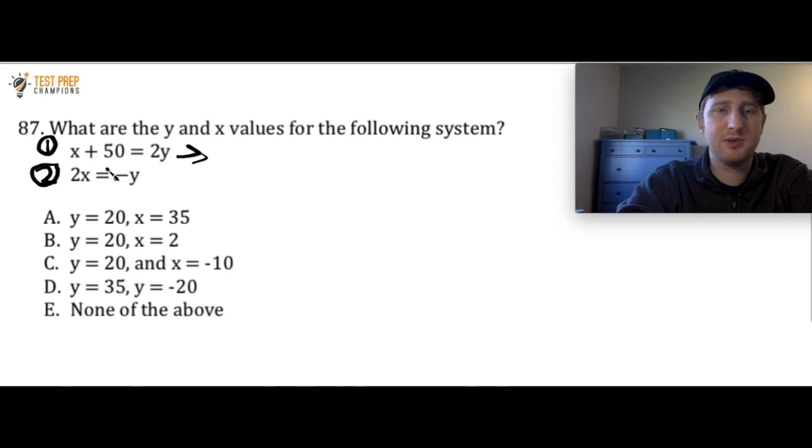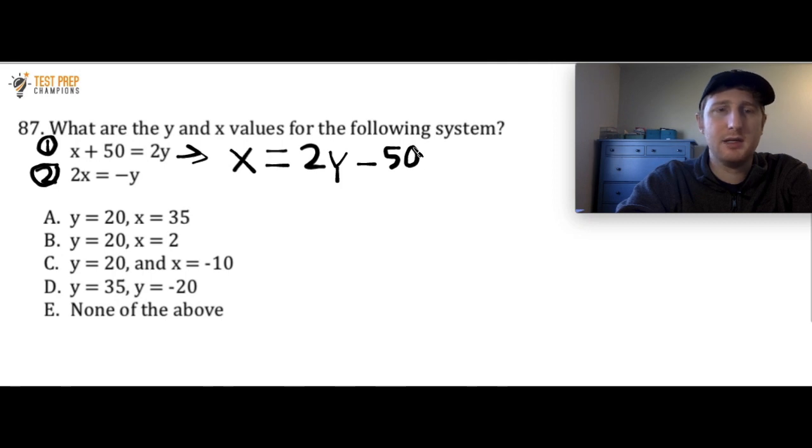Since it's x plus 50, I'm going to subtract 50 on both sides of the equation, and that's going to let me get x by itself on one side of the equation. When I say solve for x, all I mean is we want to get x by itself on one side of the equation. So if I do that, I would have x equals 2y minus 50.